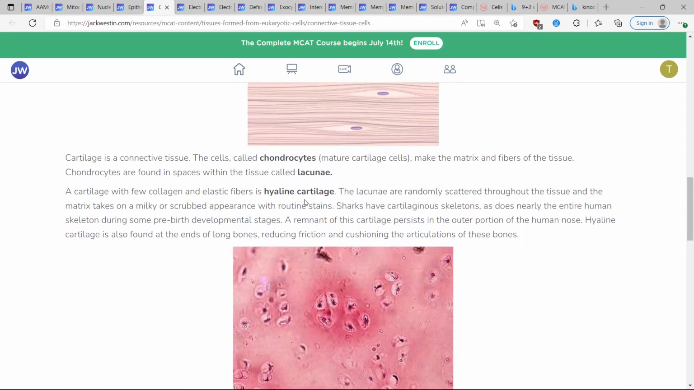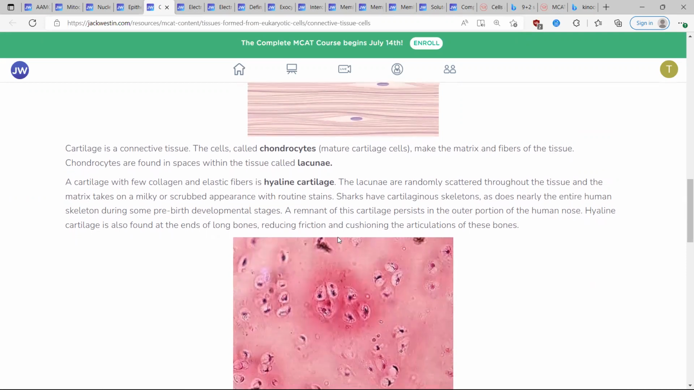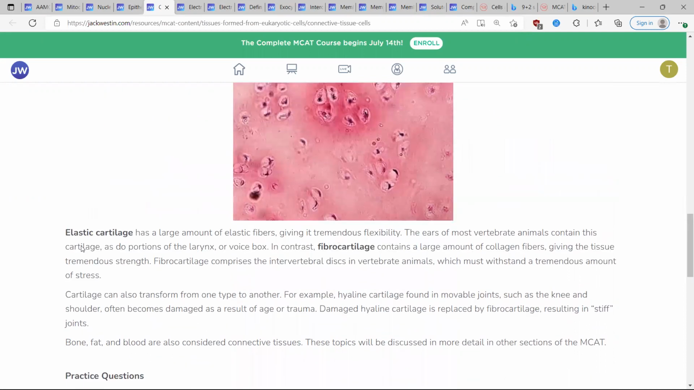Hyaline cartilage is what you would find to reduce friction. Yes. So hyaline cartilage is found at the ends of the long bones, which reduces friction, right? That's hyaline cartilage. Then you have elastic cartilage, which is in your ears and your nose. Then you have fibrocartilage, which is hard cartilage that you find within your bones. That's the different types of cartilage, essentially.